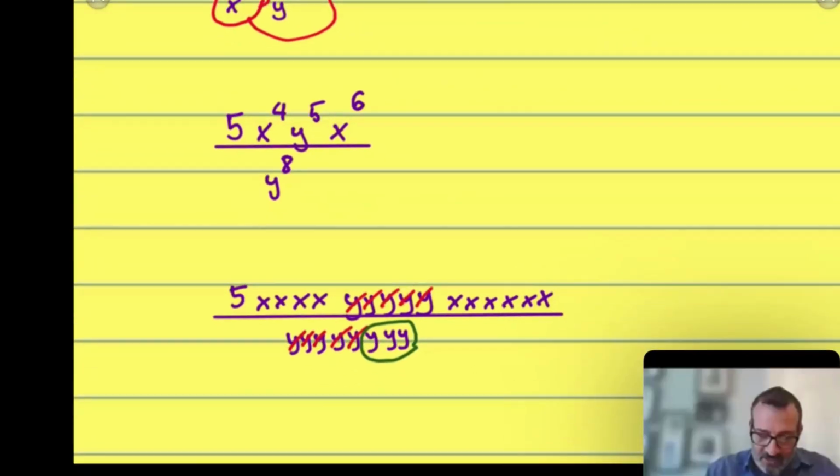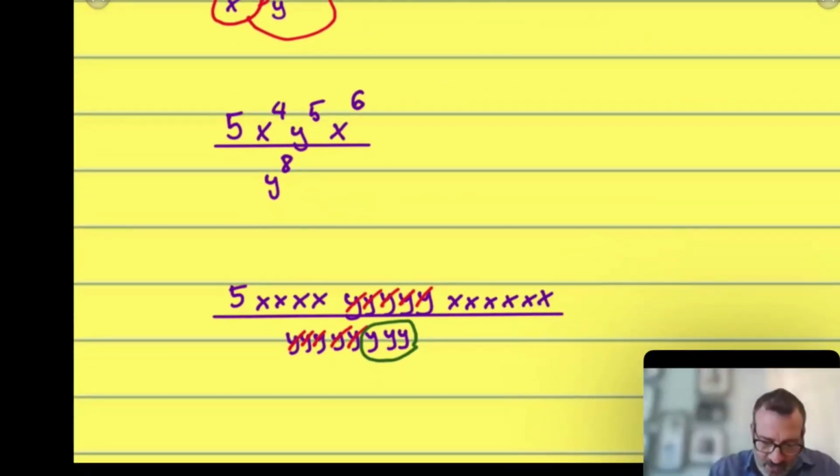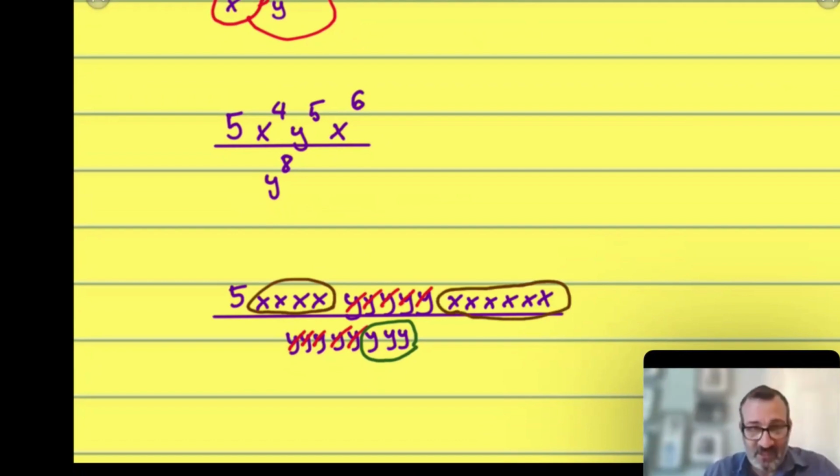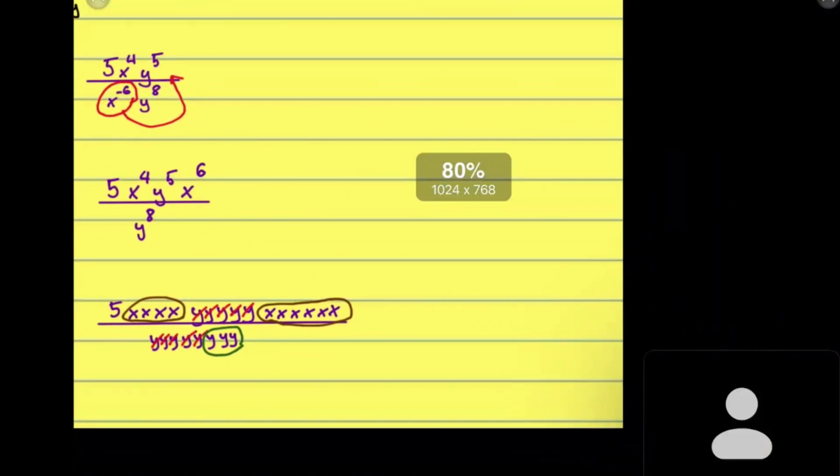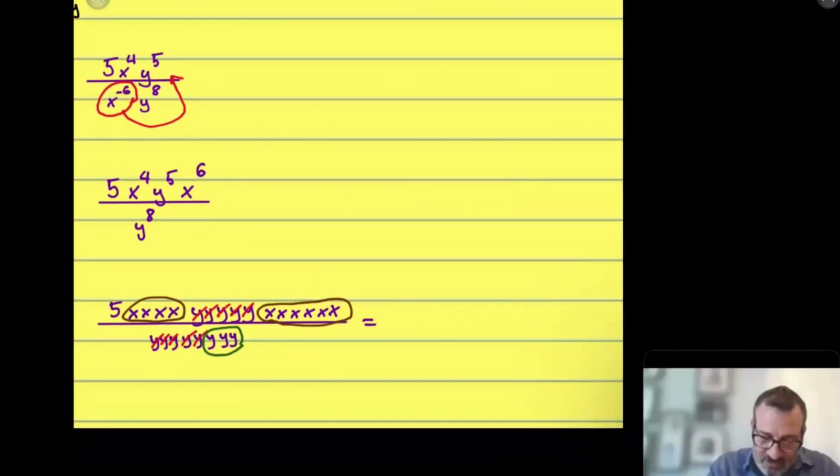Now let's look at my x's. How many x's do I have? Well, I have 4 here, and then I have 1, 2, 3, 4, 5, 6. So if I have 4 x's and 6 x's, how many total x's is that? That's a total of 10. Correct. So let's see what we have right now. In the numerator, I have this number 5. Nothing happens to that. And then I have 10 x's, so I'll write that as x to the 10th power.